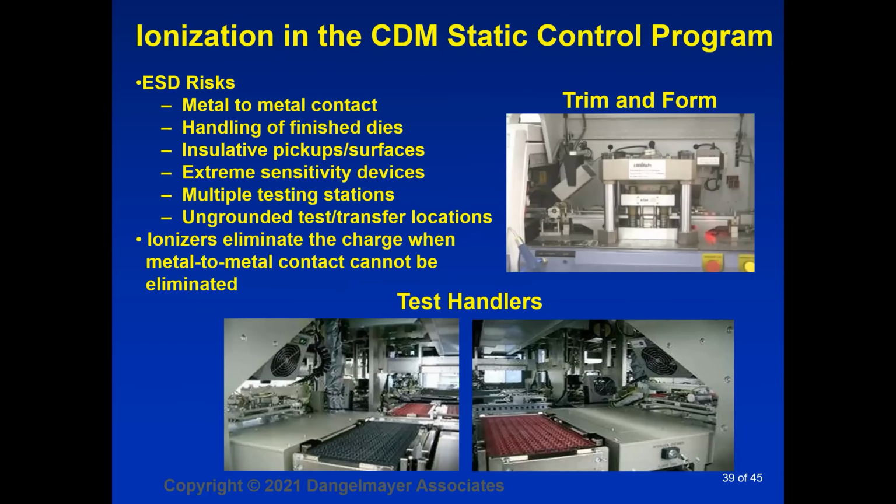Some examples, trim and form, test handlers. These are 2 areas where we have metal-to-metal contact. It's unavoidable. You have to use metal dies to trim the parts. The test handlers have metal contacts in their sockets. The metal-to-metal contact is not avoidable. You may have insulated pickups, you may have insulated surfaces, you may have extremely sensitive device. There may be multiple testing stations where you have to go from one testing station to the next. And there may be ungrounded test and transfer locations. Ionizers eliminate the charge when the metal-to-metal contact cannot be eliminated.